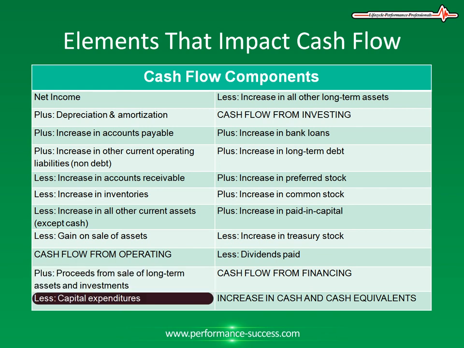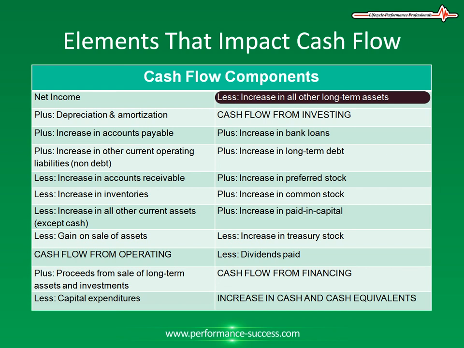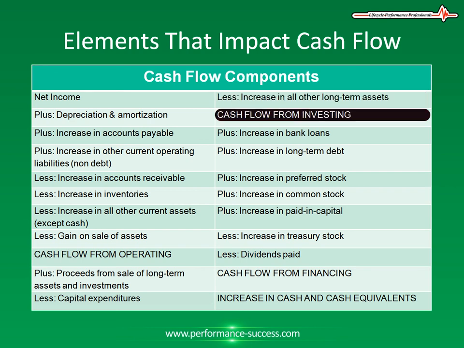Next, you have capital expenditures. This normally lowers your cash flow. It outlays for property, plant, and equipment and other investments. Next, you have an increase in all other long-term assets. This also will lower your cash flow. It outlays for PP&E and other investments. Now, you can also get cash flow from investing. Now, this is usually a negative number.